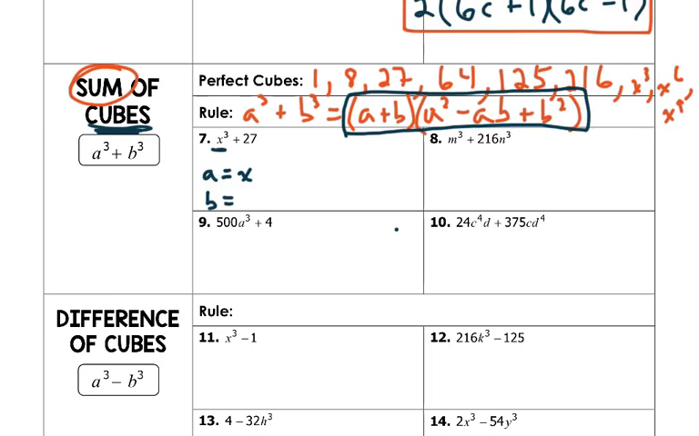All right, so what number multiplies together 3 times? 1 times 1 times 1 gives us 1. 2 times 2 times 2 gives us 8. 3 times 3 times 3 gives us 27. So the cube root of 27 is 3.